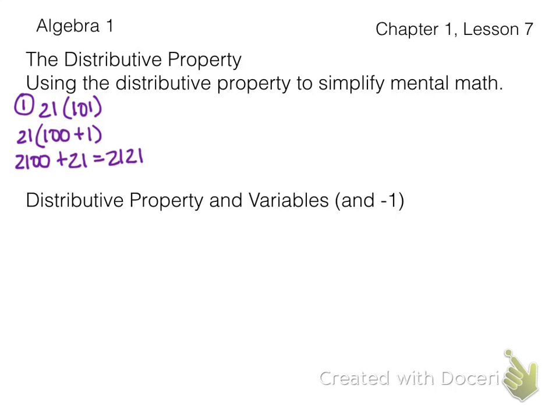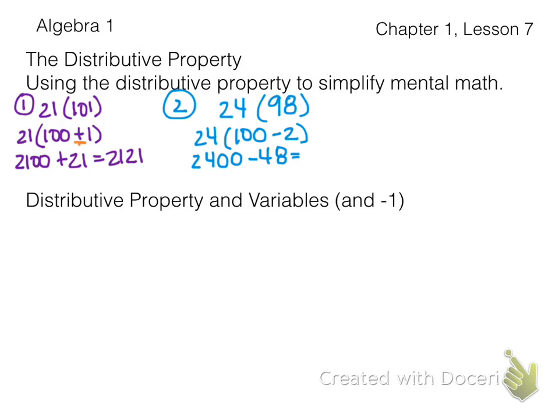Gotta practice. All right, so here's another example. And as you notice, on this one we added. All right, well, here's an example of where we can subtract. 98, super close to 100. Super close, right? And it's basically like 100 minus 2. And again, multiplying by 100, super easy. So I'm going to break 98 into 100 minus 2. 100 minus 2 is 98, got it? All right, now distribute. 24 times 100 is 2,400. 24 times 2 is 48, and now I just have 2,400 minus 48, which is 2,352.